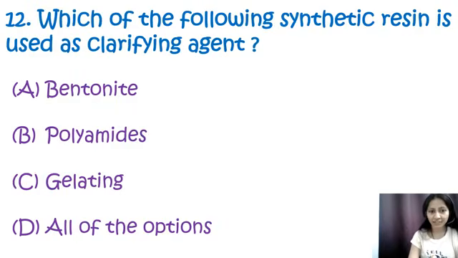Next, question number 12. Which of the following synthetic resins is used as a clarifying agent? Options are bentonite, polyamide, gelatin and all of the options. My correct option is B, that is polyamide. Polyamides are a type of synthetic resin that can be used as a clarifying agent. So what are clarifying agents? These are additives that can enhance the physical, mechanical as well as optical properties of the polymers. So my correct option is B, that is polyamides.